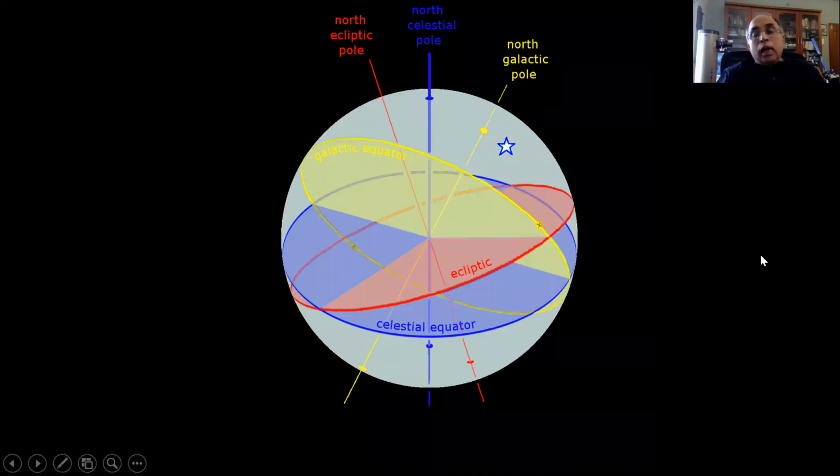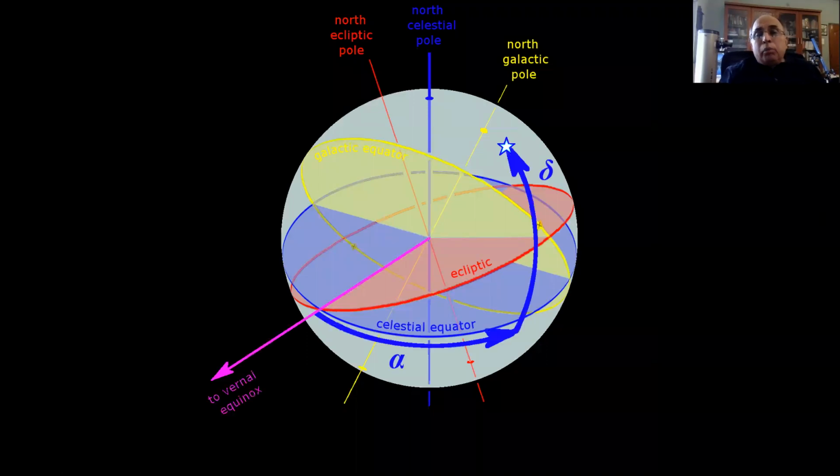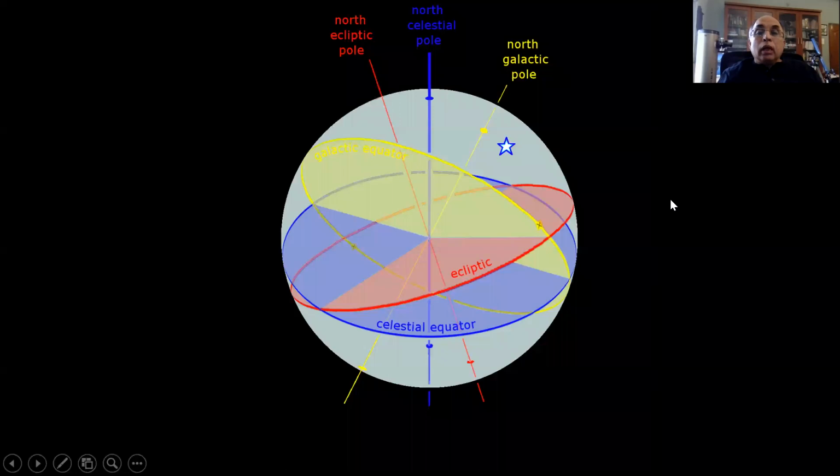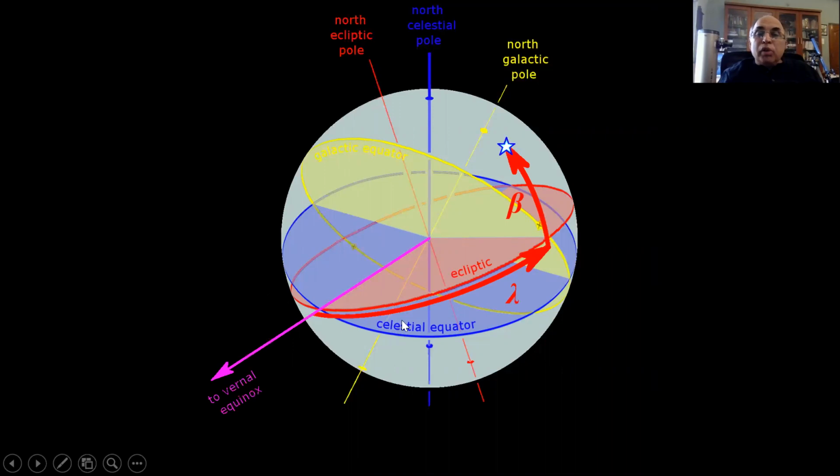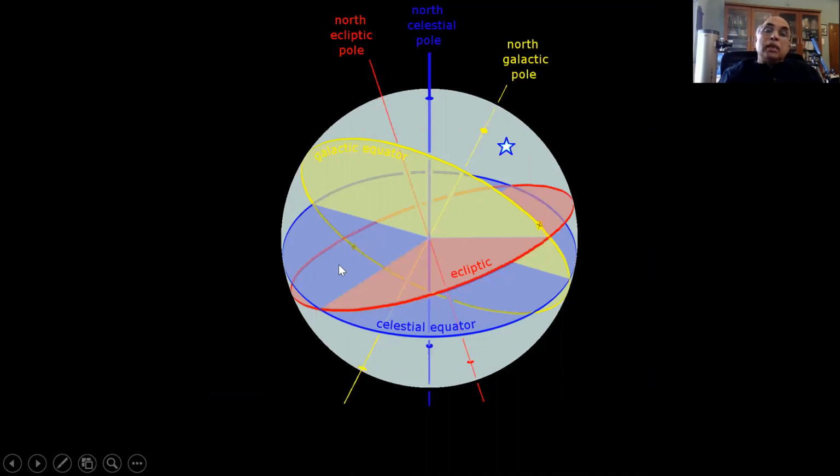Here's a small animation which gives all three important ones. Here, from the vernal equinox, we are measuring right ascension and declination of the same object, the star here, alpha and delta. And then we do the same thing in the ecliptic plane. We are measuring from the vernal equinox, which gives you the longitude and the latitude. And then we measure the same thing in galactic coordinates. By the galactic plane, we are measuring the galactic longitude and the galactic latitude.